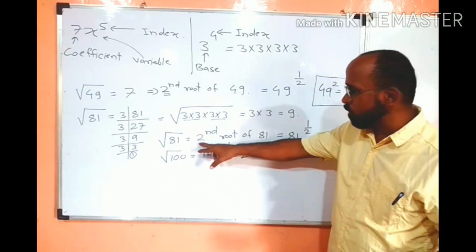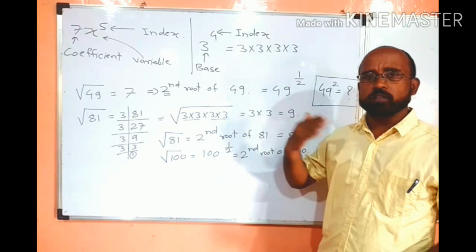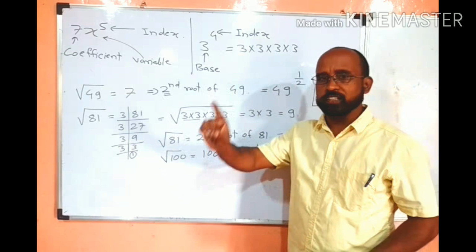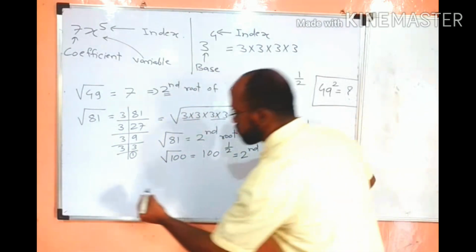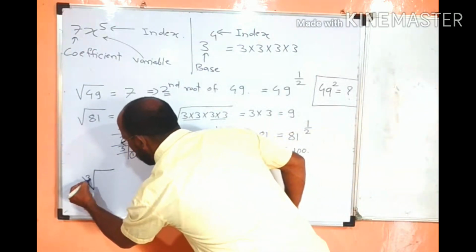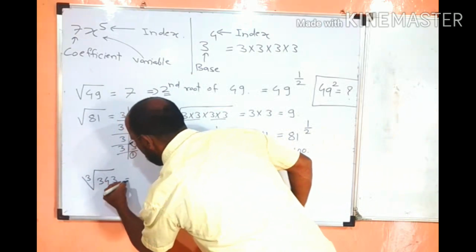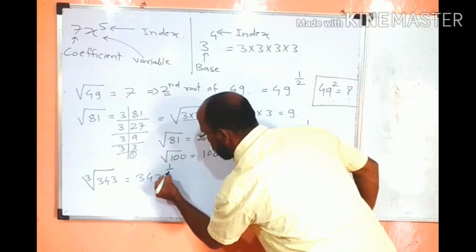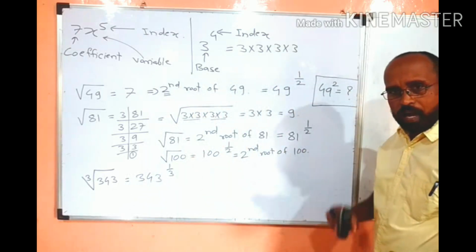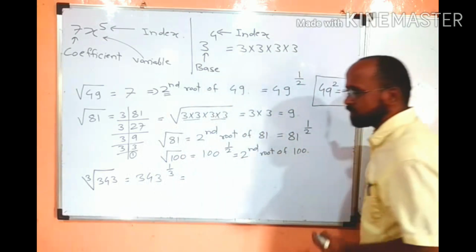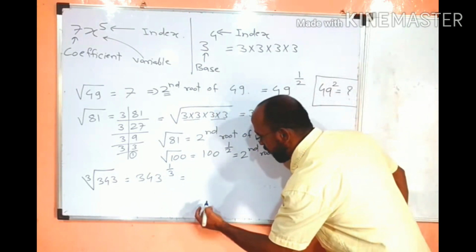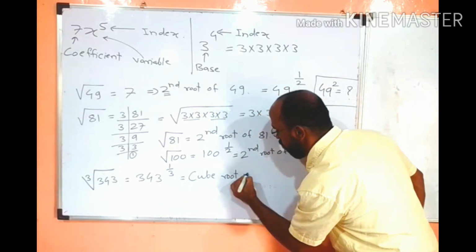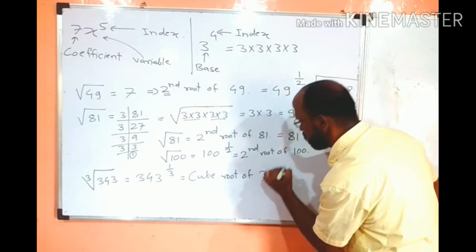Now, as we have shown here second index, can we show third index, fourth index, fifth index? The answer is perfectly yes. Let us see how. Suppose we have to find out cube root of 343. We can write it as 343 raised to 1 upon 3. And in words, how to pronounce it? We will pronounce it as cube root of 343.